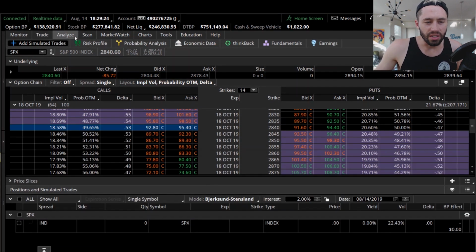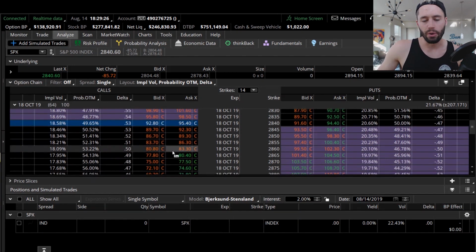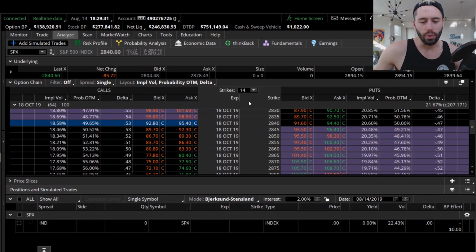Okay, now the next tab is called the Analyze tab, and this tab's awesome. I really got into this tab when I first started trading options way back in the day. What this allows you to do is add a simulated trade. Say you're thinking about taking a put spread or a call spread in SPX. Let's look at that one.